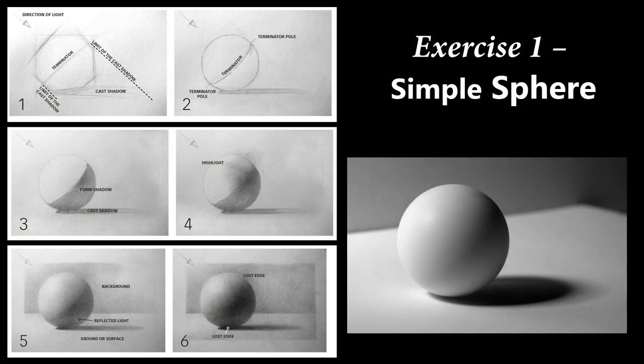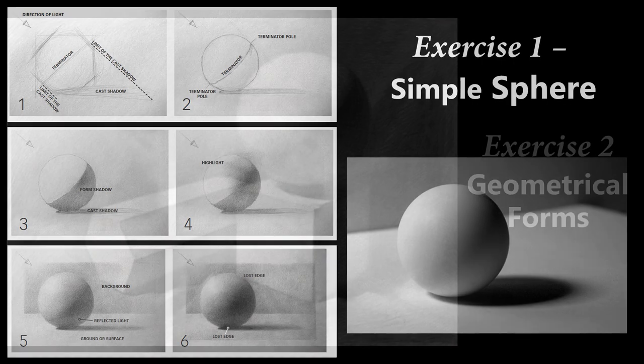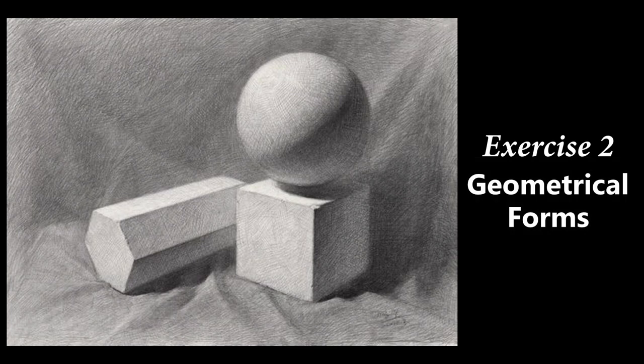For your very first exercise, you are required to draw and shade the photo of the sphere on the right-hand side. You may use the step-by-step diagram on the left-hand side as a guideline to reach the intended end result. In the second exercise, you are required to draw and render these three geometrical forms.